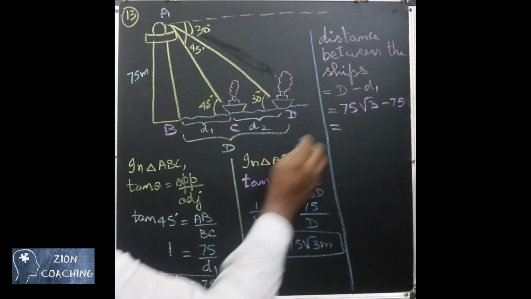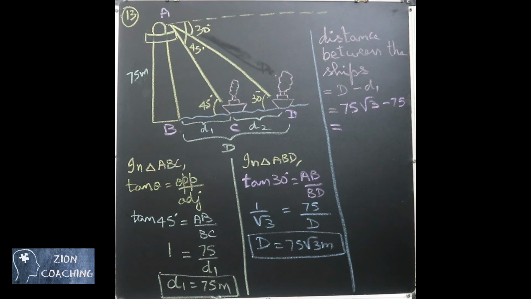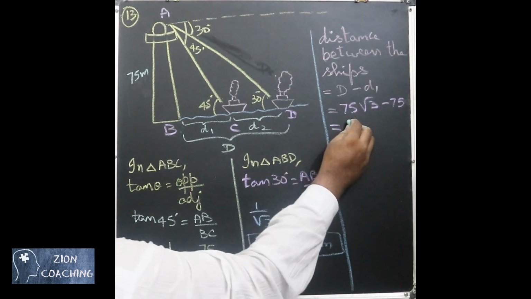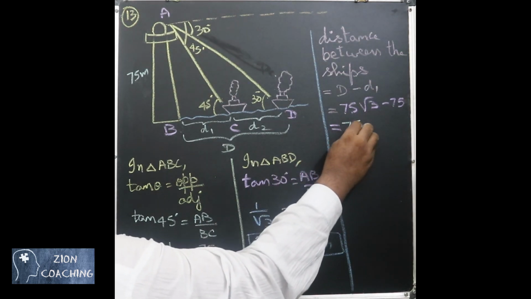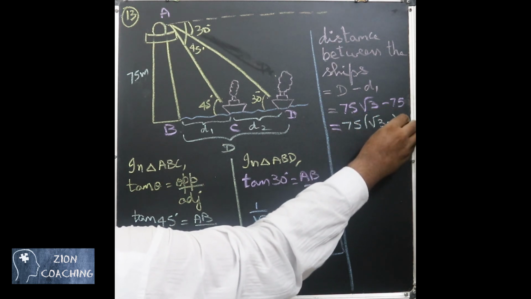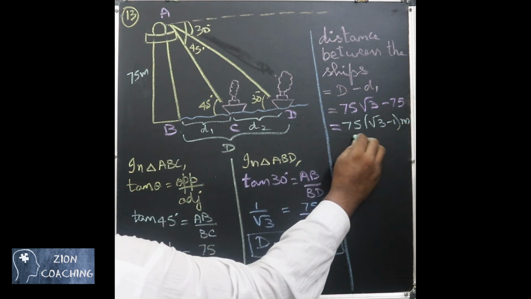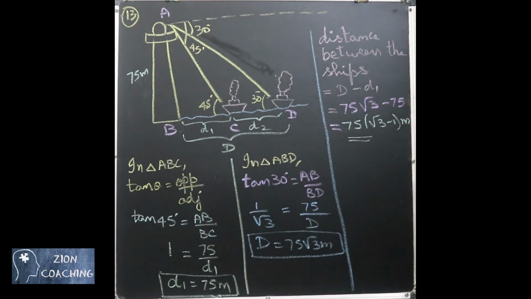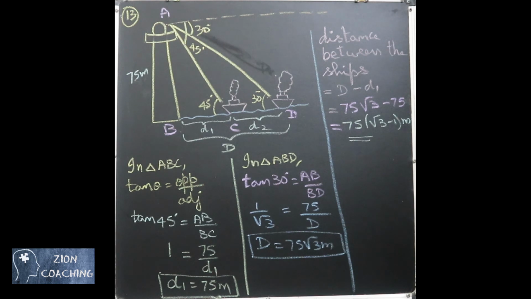Now you can see that 75 is common. Pulling out that 75 commonly outside, we will have 75 into root 3 minus 1 meter. So this is the distance between the two ships. The distance between the two ships is 75 into root 3 minus 1 meter.